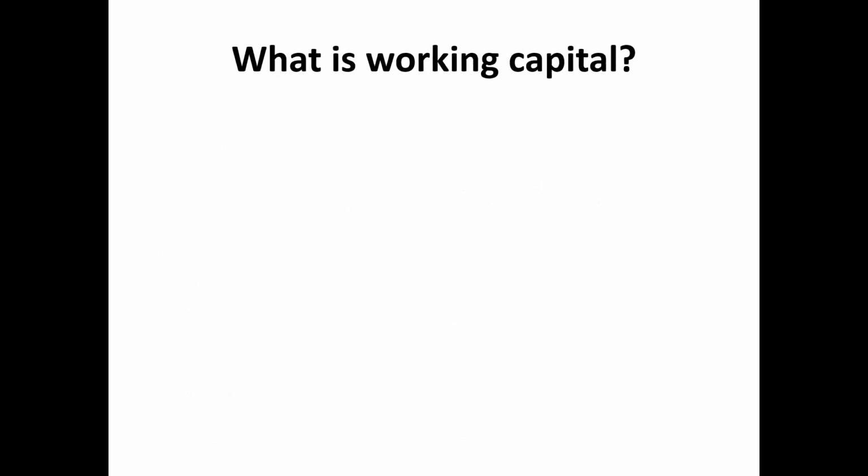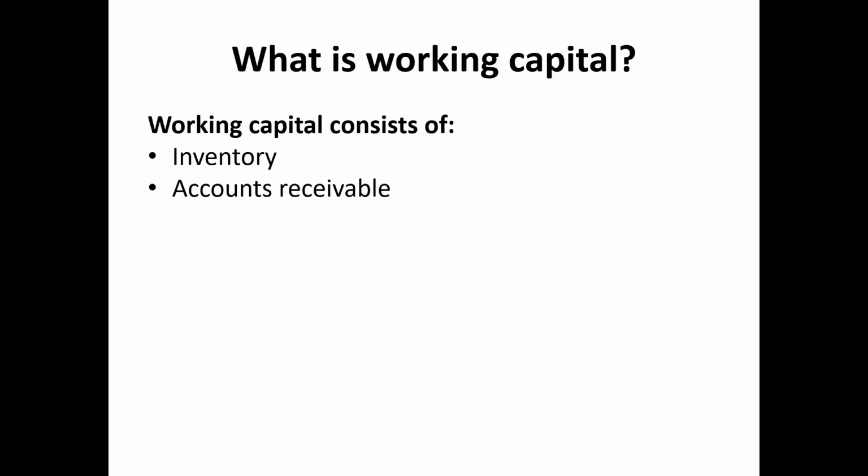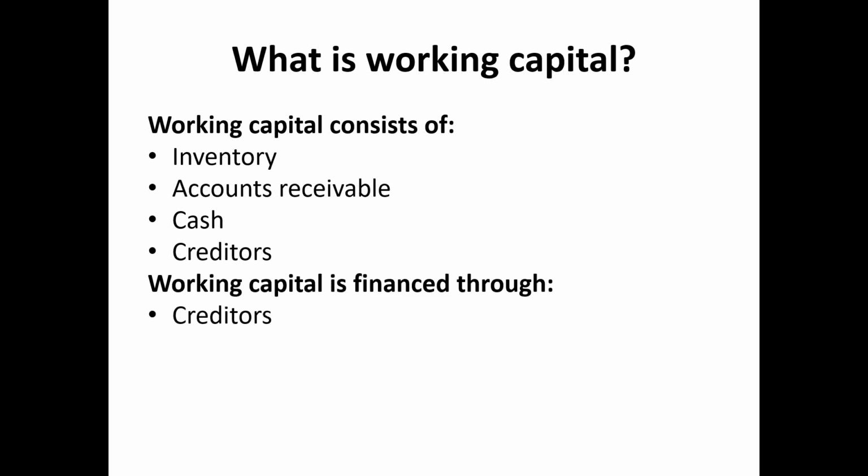So what is working capital? Working capital essentially consists of our current assets less our current liabilities. To look in a bit more detail at this, we see that it consists of our inventory, our accounts receivable, our cash, and our creditors, to name a few. Working capital is then financed through our creditors, our capital structure, and things such as bank overdrafts.